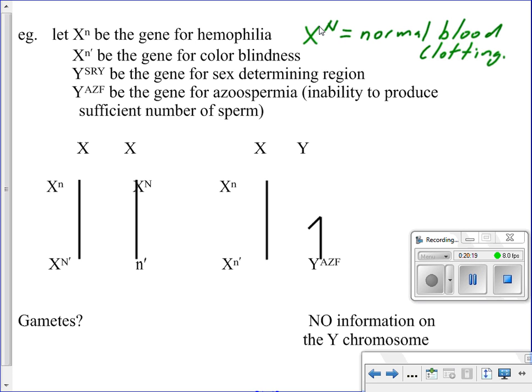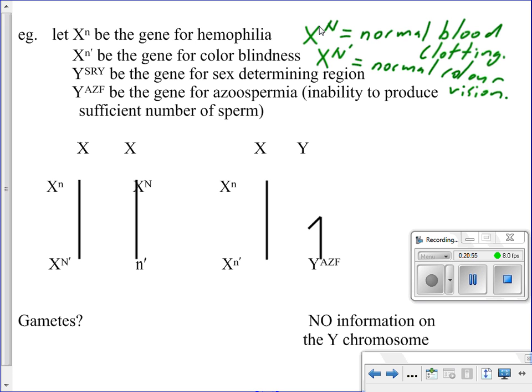The other one that I have here is also X with a lowercase n, but now it is lowercase n prime. This one is for color blindness. The normal version, again, is dominant, so I'll put X big N with a prime, and that is for normal, in this case, color vision. And as I mentioned, these are X-linked recessive conditions, and what we will find is that both hemophilia and color blindness are much more common in males than they are in females.